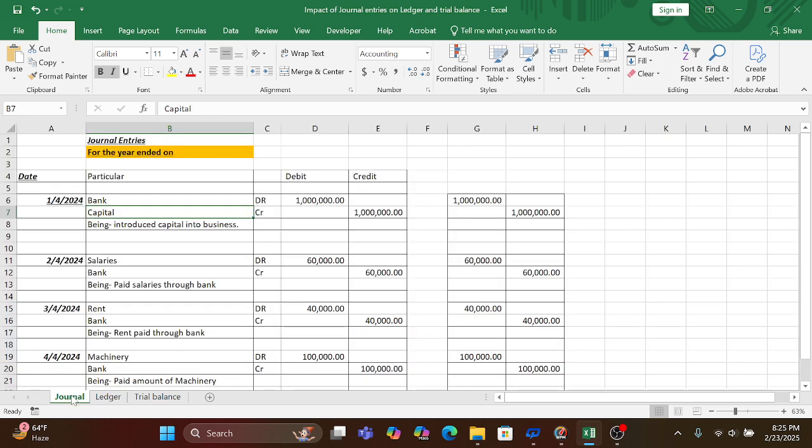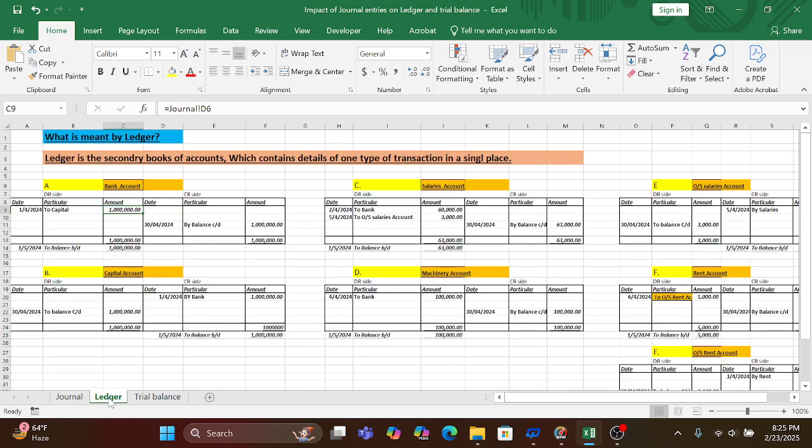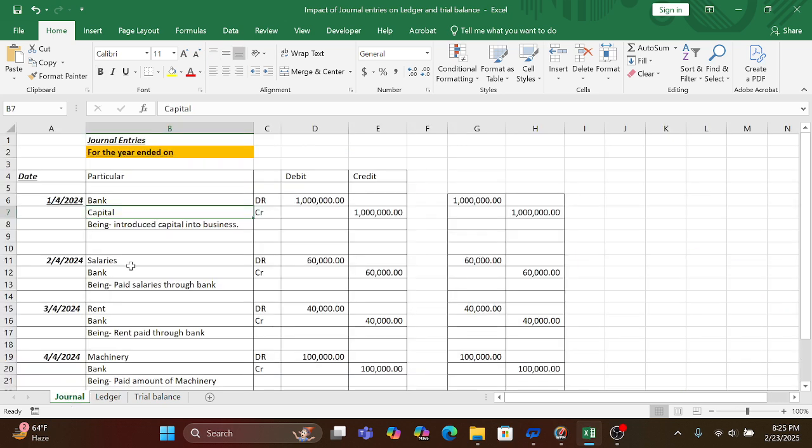This is the debit side of an account and this is the credit side of an account. Like in the first entry, bank account debit to capital account. So in the bank account we have to show 'to capital account' here, and in the capital account we have to show 'by bank', because bank is shown on the debit side and capital is shown on the credit side. So this is the 'to' side and this is called the 'by' side.